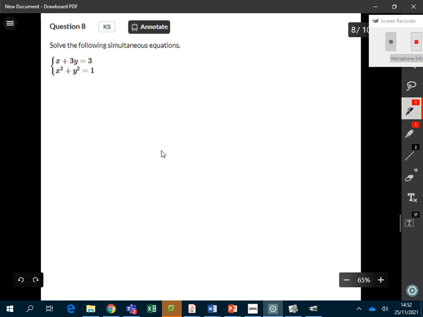Okay, so then solving this one. Now this one's a little bit trickier. To substitute in, we've got to do some rearranging. Now the smart thing to do is to rearrange that for x. So x is equal to 3 minus 3y. The reason that's smart is because you don't end up with loads and loads of fractions. So substituting that in, this is an equation for a circle, I hope you recognise that. So 3 minus 3y all squared plus y squared equals 1.